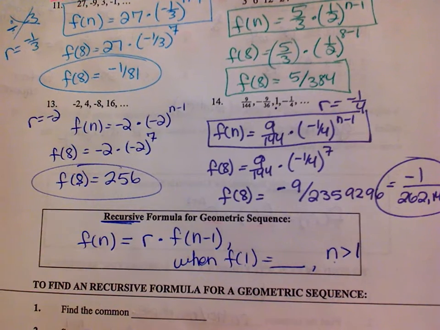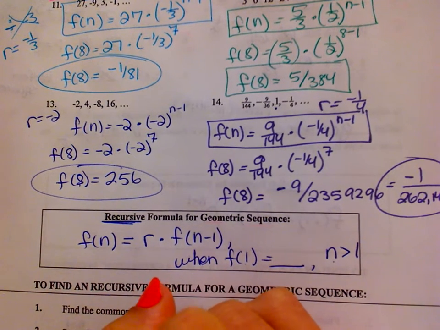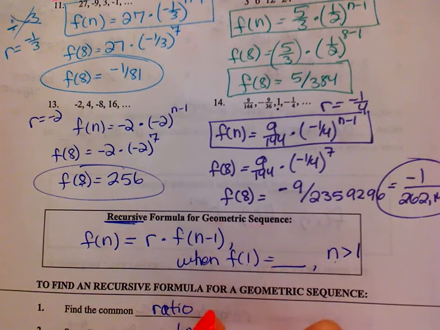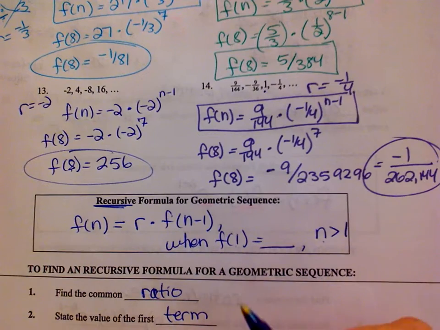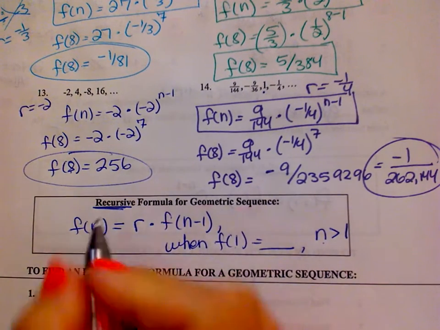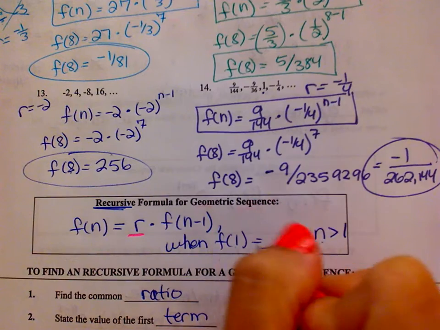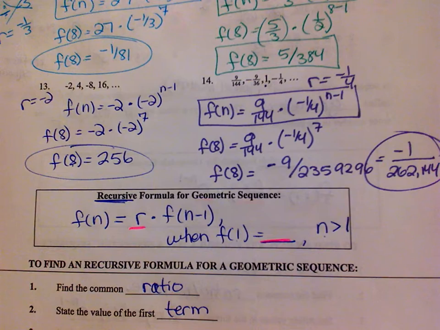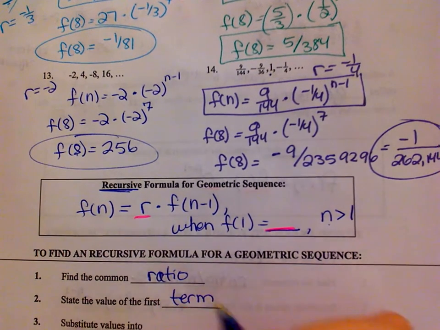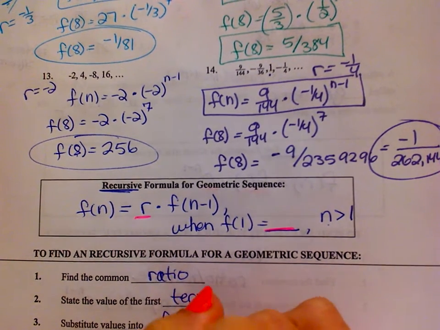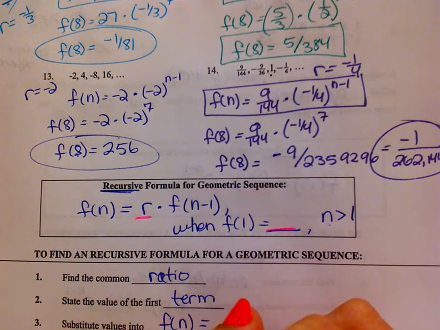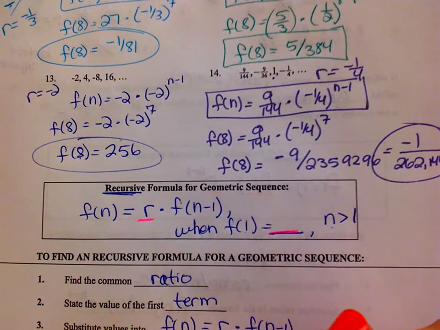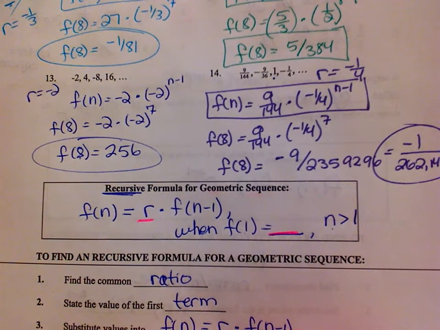Same idea here. To find a recursive formula, find the common ratio, state the value of the first term, and substitute values into the formula. And again, if you want to underline, we're only plugging in for r and what the first term is. The rest is just memorization. Hopefully not memorization, hopefully you understand it. So the nth term, you're going to do your common ratio times the previous term. If you want, you could switch this.